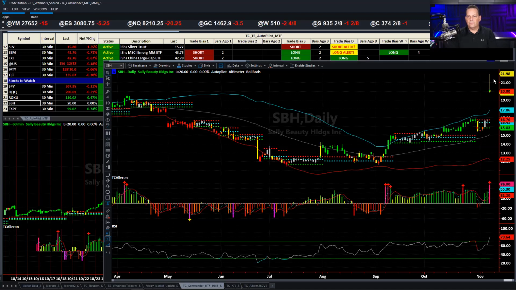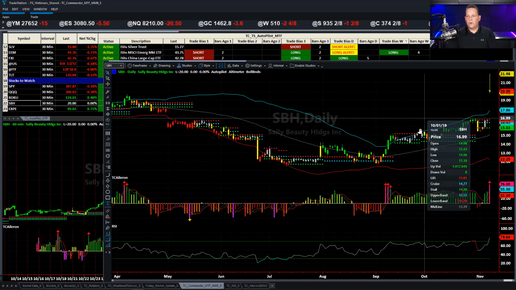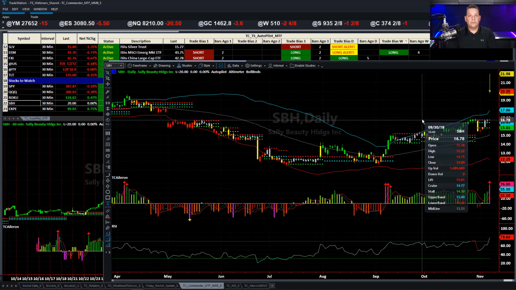SBH, Sally Beauty Holdings, getting a big move yesterday. Look at that candle, though. Finished at the low of that candle. Some people can call that a hammer, or you can use various candle numbers. Bottom line, it closed in the lower third of the candle. That's a concern. Still, stock up very handsomely from where it was, or beautifully, Sally Beauty Holdings. 1678 was a clear level.